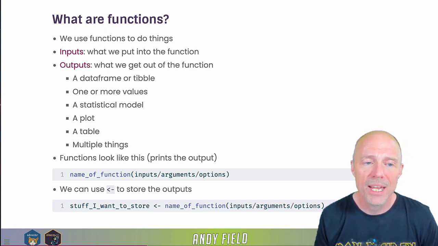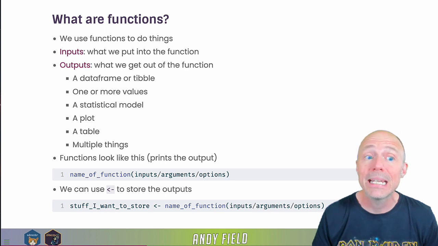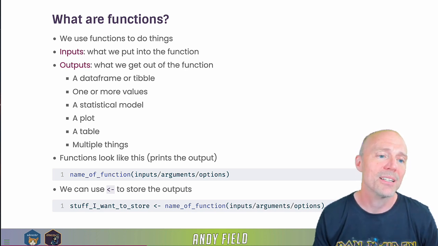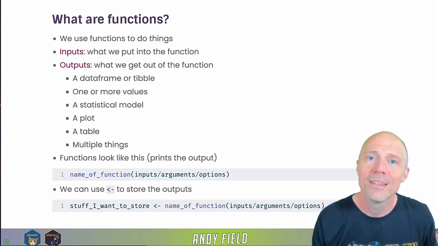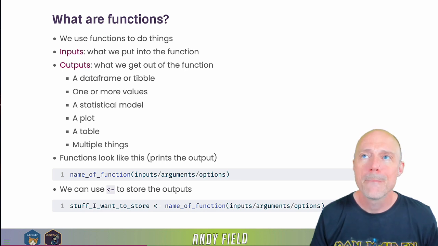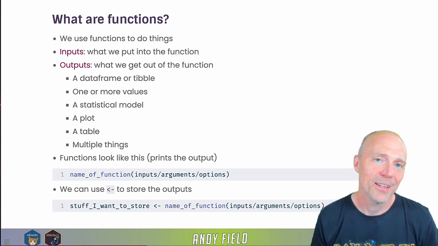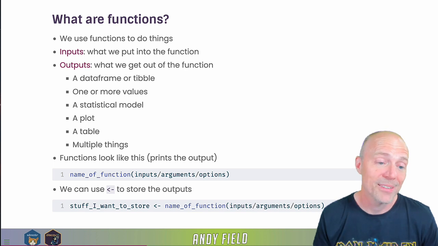It could be a data frame or a tibble. It could be a single value. It could be multiple values. It could be a list of values. It could be a statistical model. It could be a plot. It could be a table. It could be a collection of all sorts of things: a plot, a table, some individual values. So there's no single thing that can be outputted from a function. Many functions output several things.